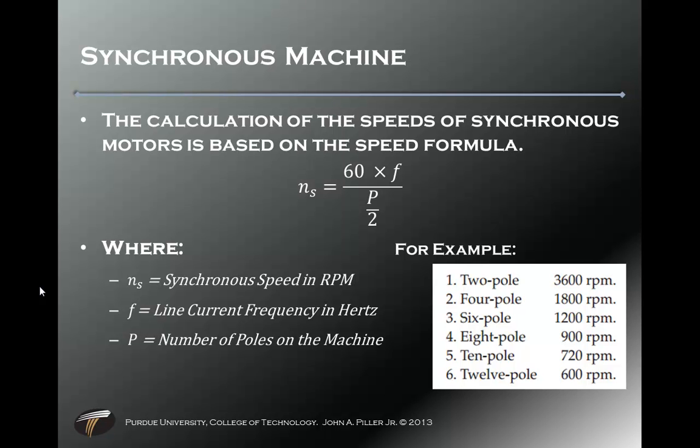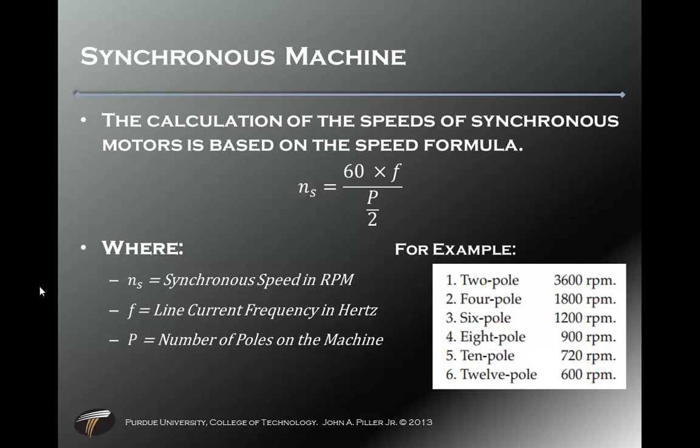Okay, so a synchronous machine has one speed and one speed only, and it's dependent upon the frequency of the current that's going into the machine and the number of poles. The calculation of the speed of a synchronous motor is based on this speed formula. NS, which is your synchronous speed in RPM, is equal to 60 times the frequency divided by the number of poles divided by 2. So a two-pole machine with 60 hertz frequency in America, that's the frequency we use, is 3,600 RPM. A 4-pole machine will be 1,800 RPM.